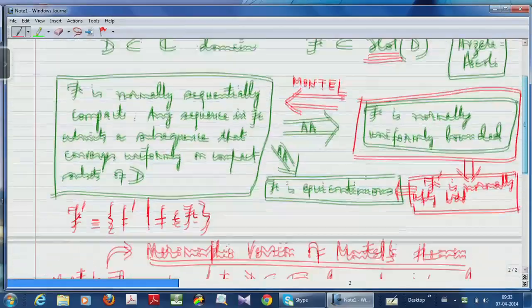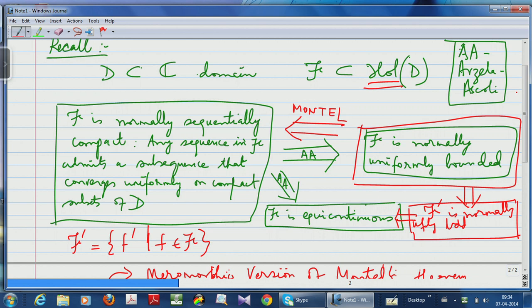The big deal is, if you go back to this diagram, we had this red box here, which said that the usual derivatives, which make sense because the functions are analytic, are normally uniformly bounded. They are uniformly bounded on compact subsets. Now this itself is good enough to give you normal sequential compactness.